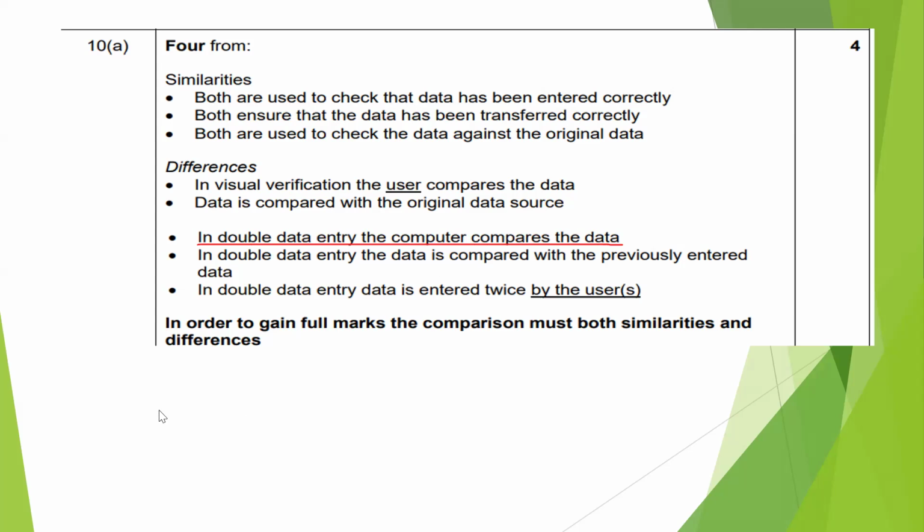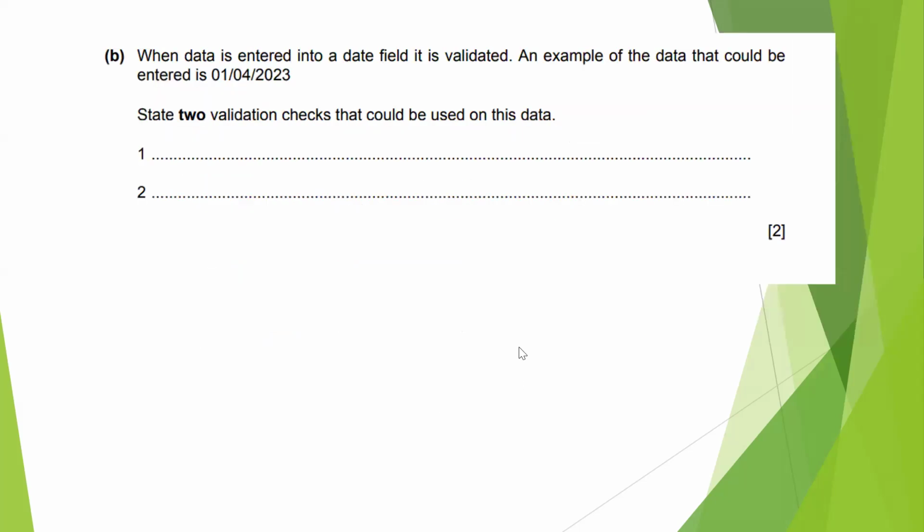Got it? Right. Got it. You now see this one.